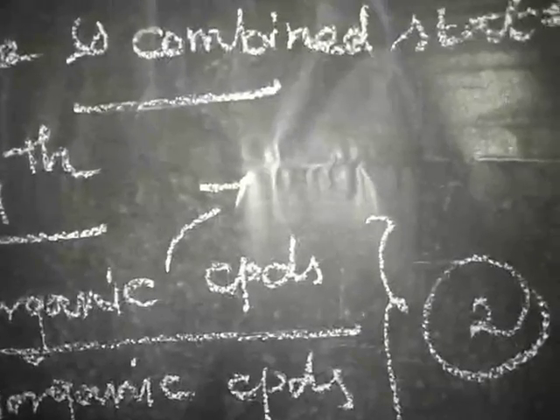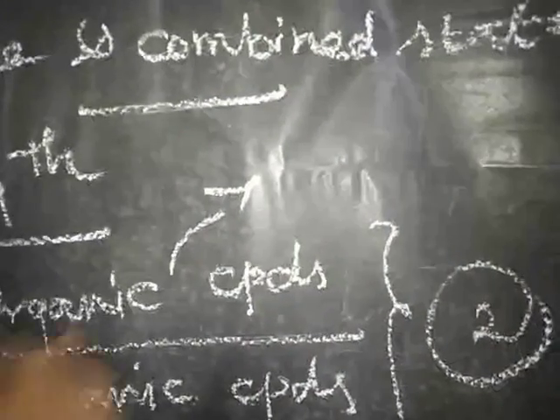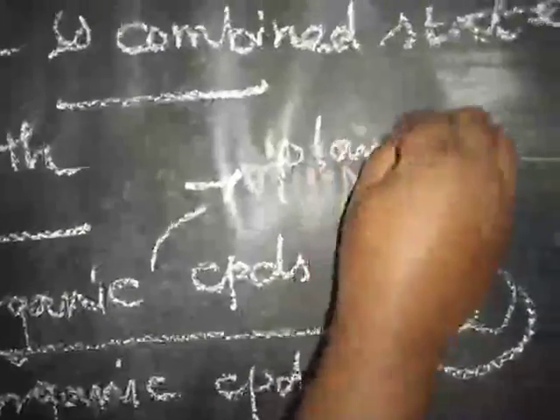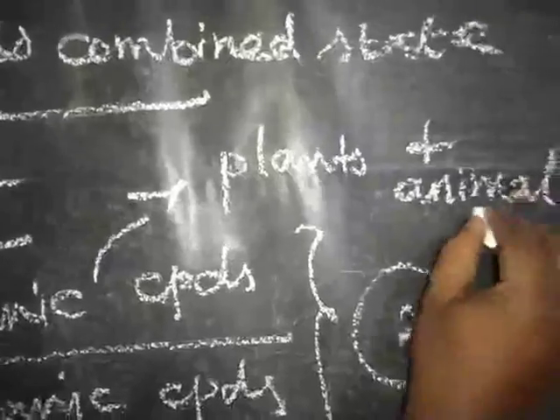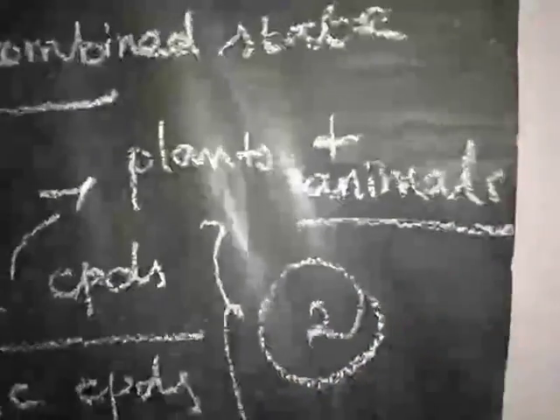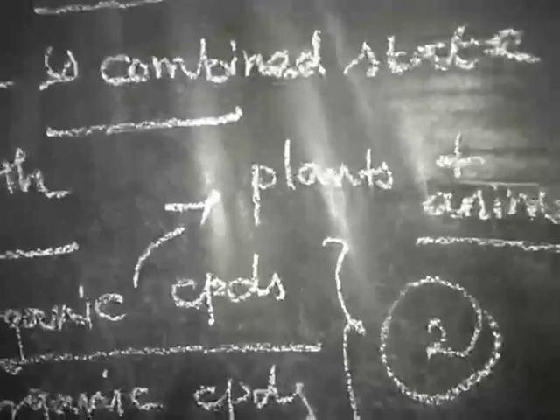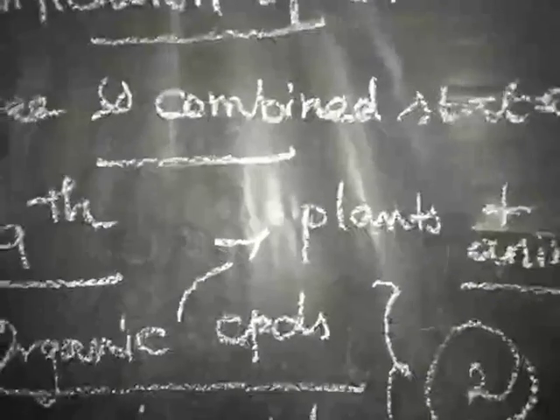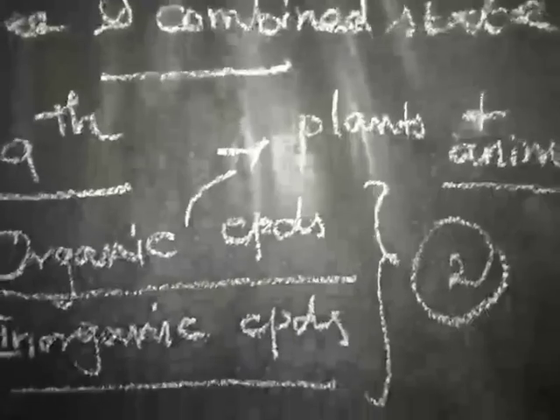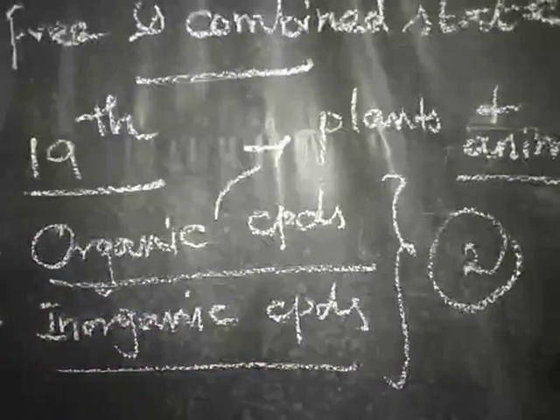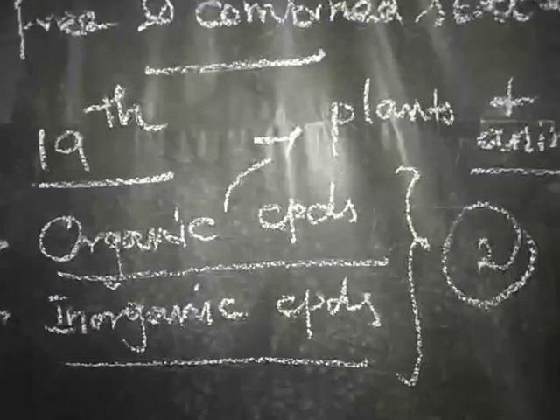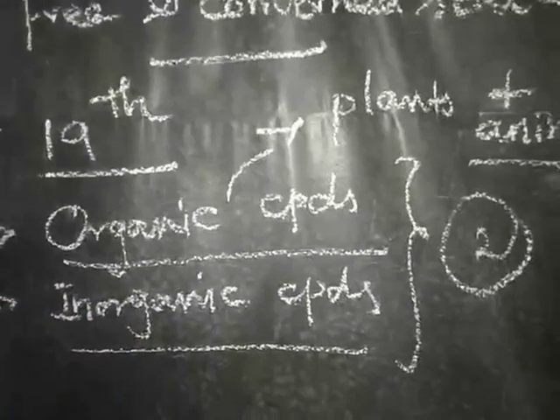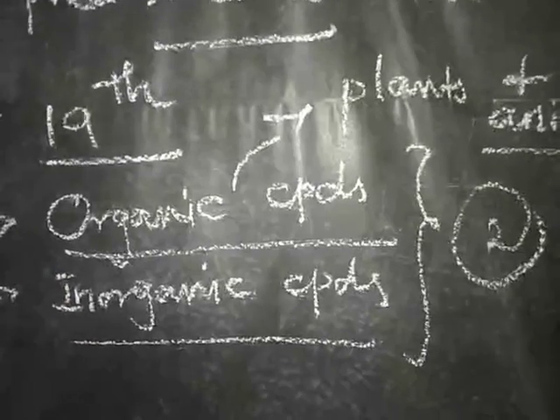So what is meant by organic compounds? Compounds which are obtained from living things. Living things means what? Plants and animals. That type of materials are called organic compounds. Inorganic means compounds which are obtained from non-living things. For example, minerals, rocks, soil, sand. These things are called non-living things. Substances obtained from these things are called inorganic compounds.